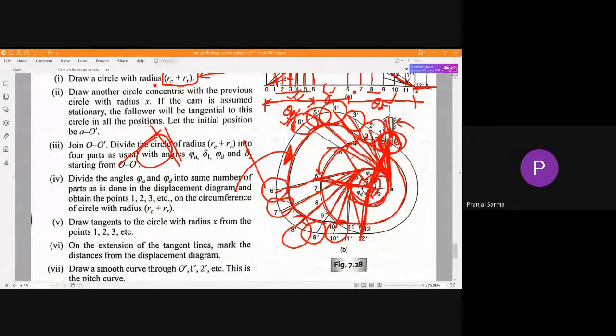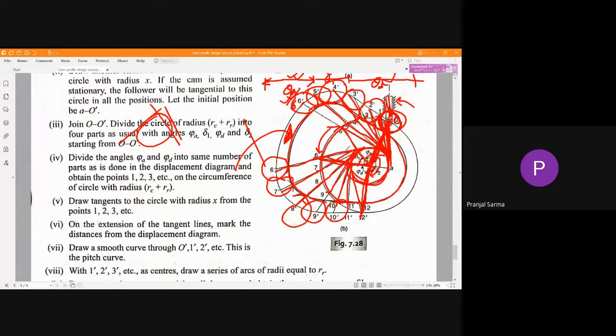Had it been a knife edge follower, then we would consider the circle radius to be only RC, and exactly there itself the trace point will be. The rest will be similar.